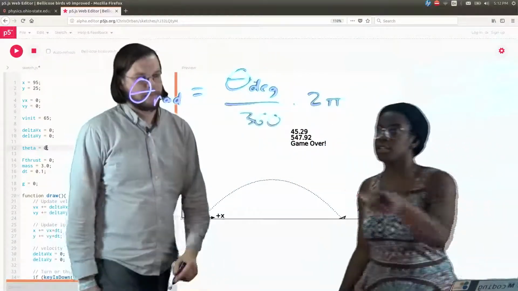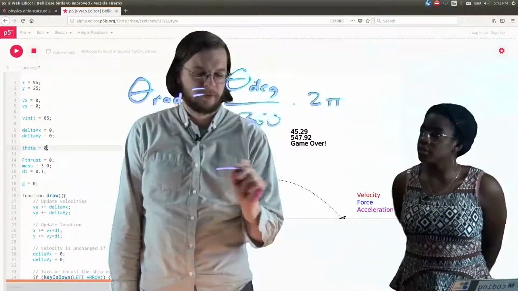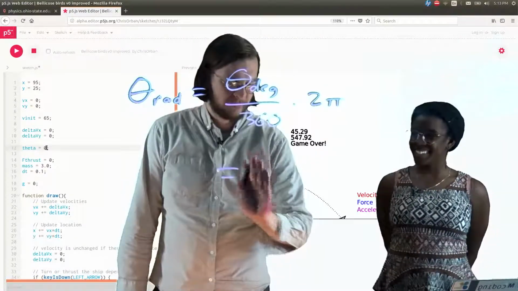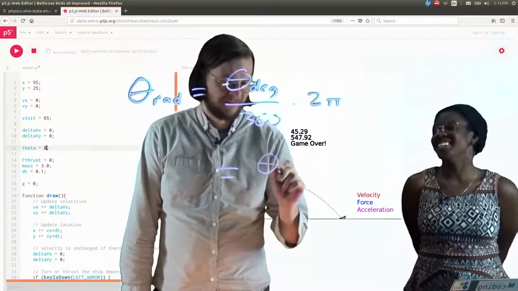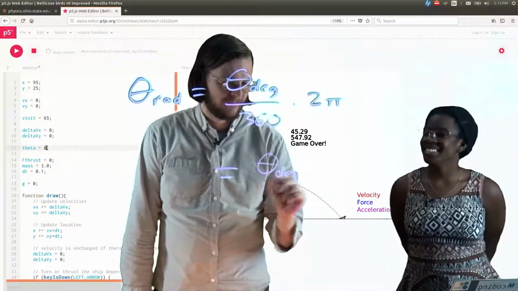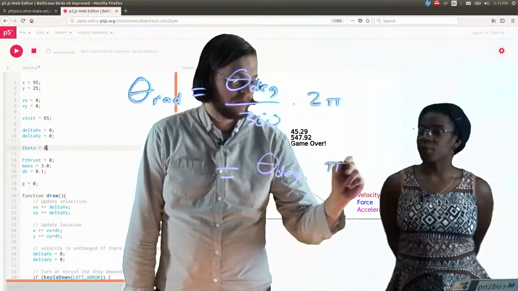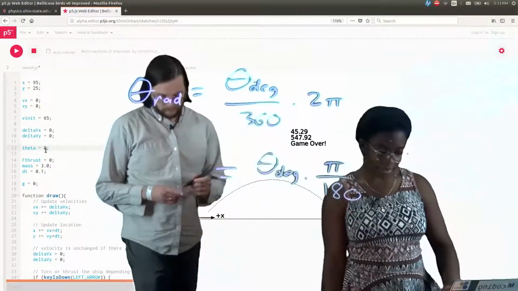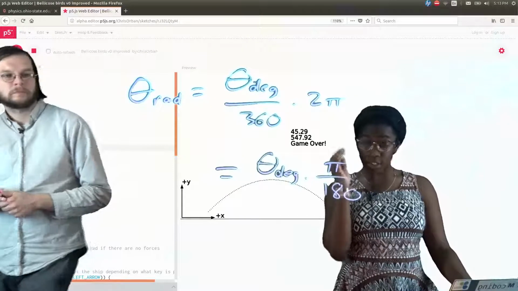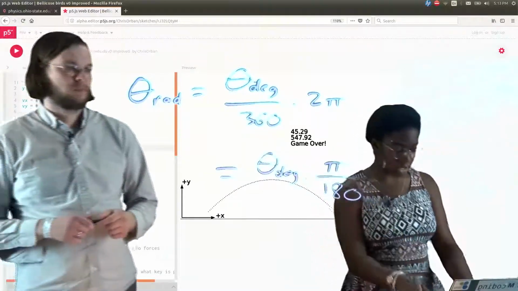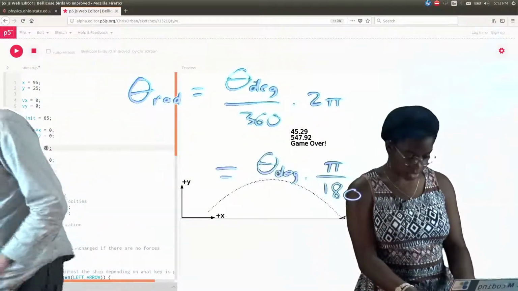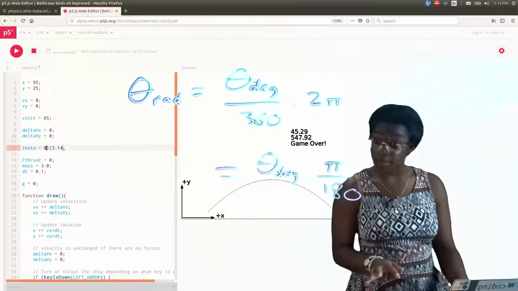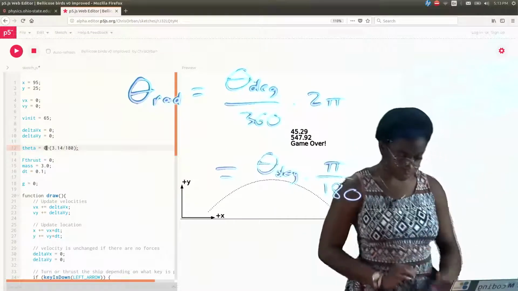And then you can just divide that. So in other words, theta in degrees times pi divided by 180 is what most people would do. Okay, well then let's go ahead and put that in for our theta function here. So it would just be theta times parentheses 3.14 divided by 180.